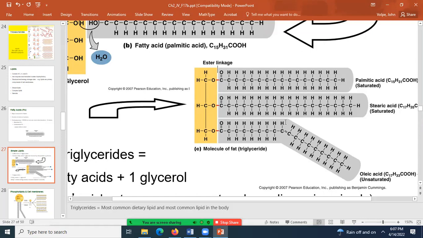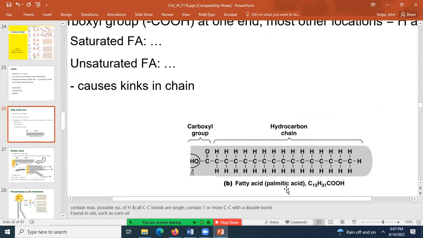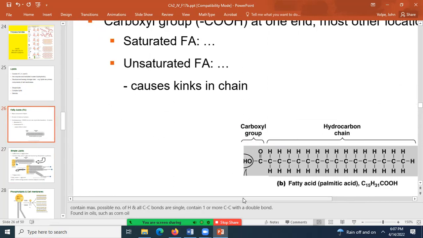You can notice that wherever there's a double carbon bond, there is a kink in the molecule, meaning this molecule isn't flat like that one. It comes to here and then it bends. I think that's what we had to talk about here. The unsaturated fatty acid bond causes a kink in the chain.